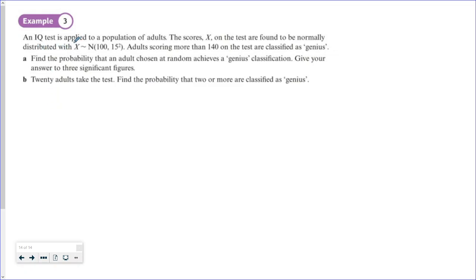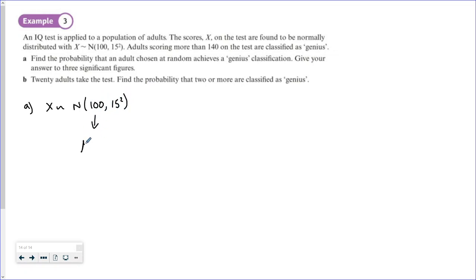So in example 3, we've got IQs which are normally distributed, and we're asked to find the probability that a random adult is in this genius classification where their IQ is greater than 140. So the first thing I'm going to do before I answer this question is write down what's the mean, what's the variance, and what's the standard deviation of this normal distribution.